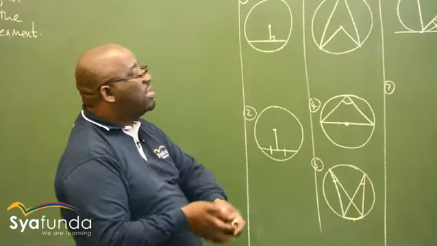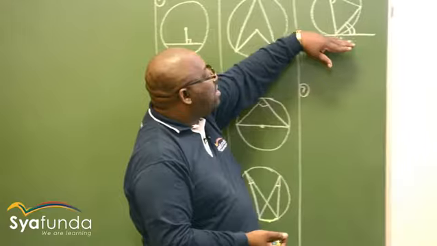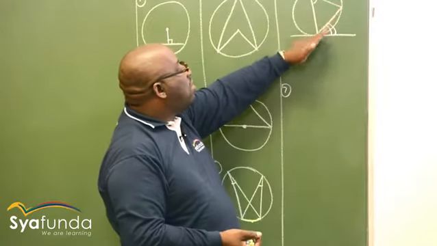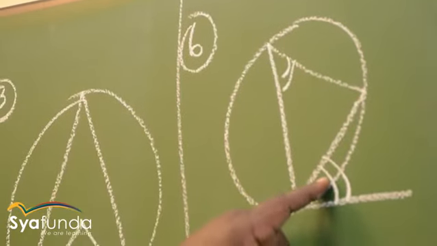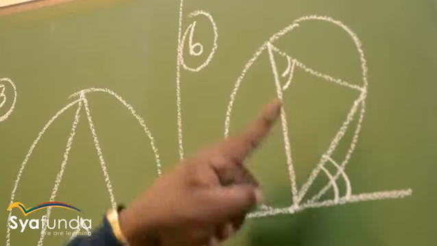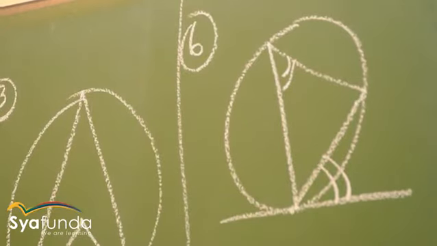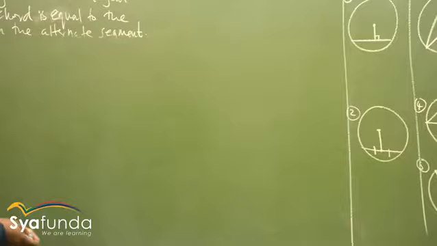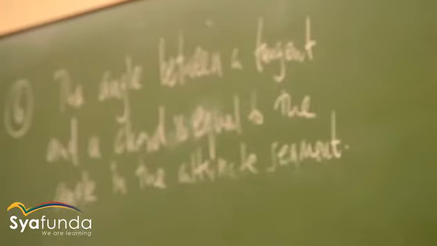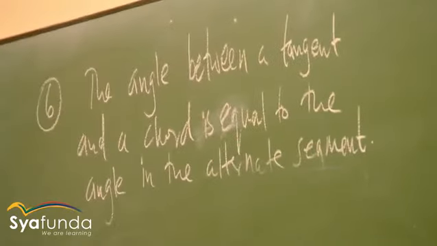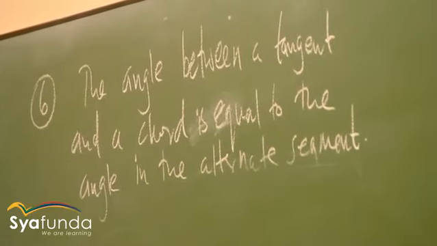Now we move on to this next one. This line is called the tangent. This line is called the chord. The angle between the tangent and the chord is equal to the angle in the alternate segment. That's the theorem that we're proving here. The angle between a tangent and a chord is equal to the angle in the alternate segment, in the other segment.